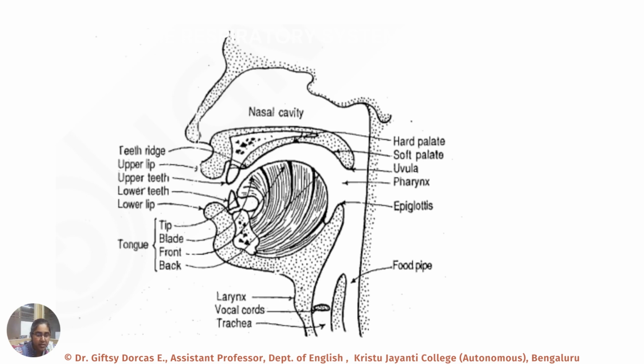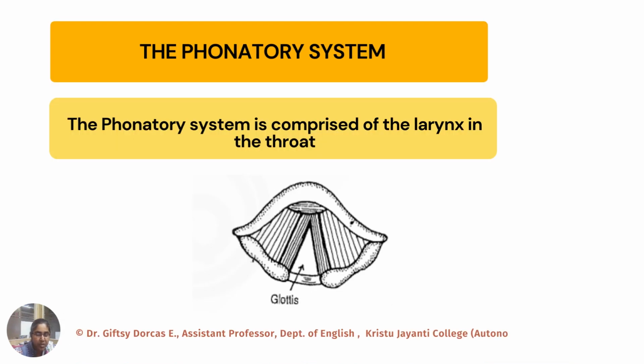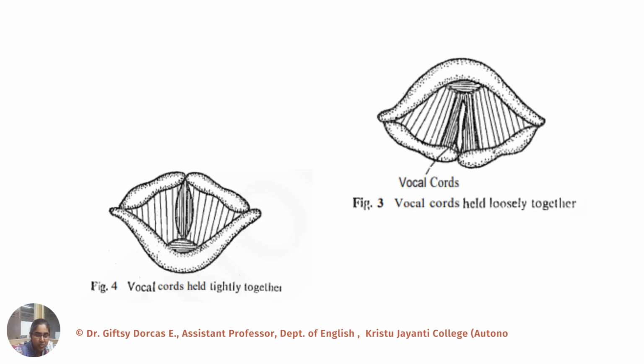So here's a diagrammatic representation of the different organs of speech, and let's move forward to the next organ, which is the phonatory system. The phonatory system is comprised of the larynx in the throat, where we have the glottis and also the vocal cords. Based on how the vocal cords are held loosely or joined together, voiced and voiceless sounds are produced in the English language. So this is about the phonatory system.